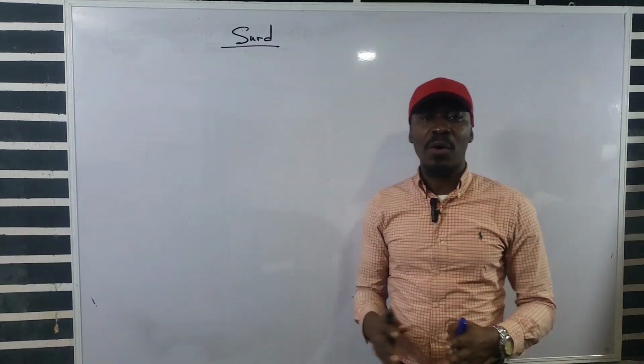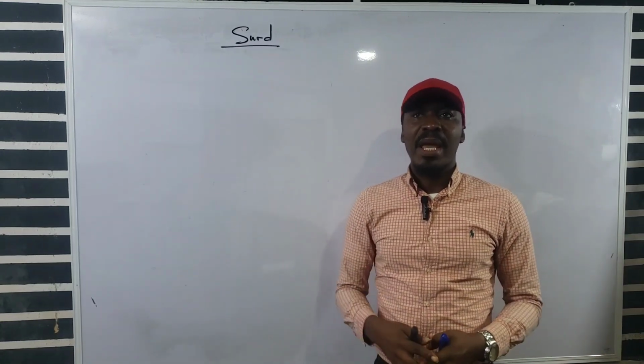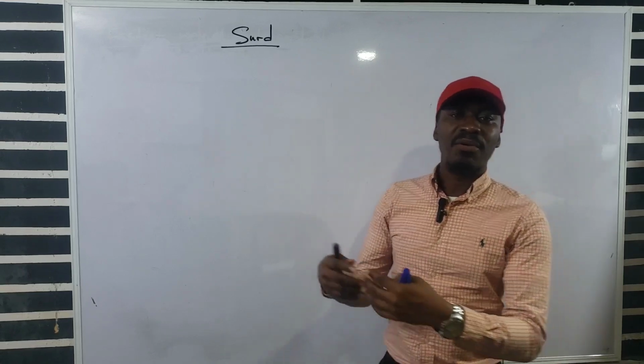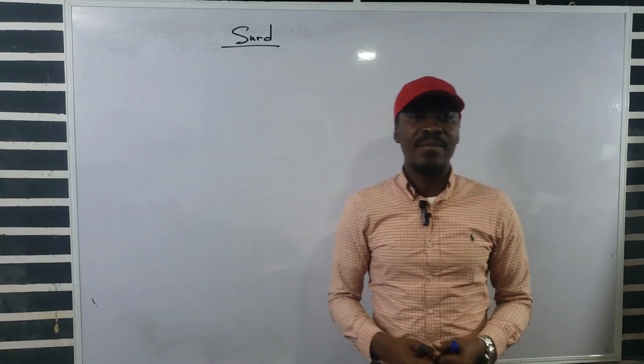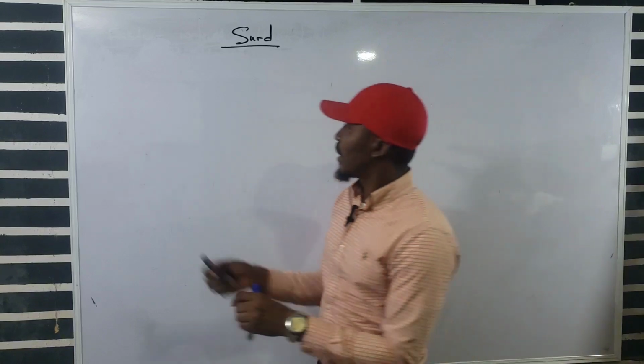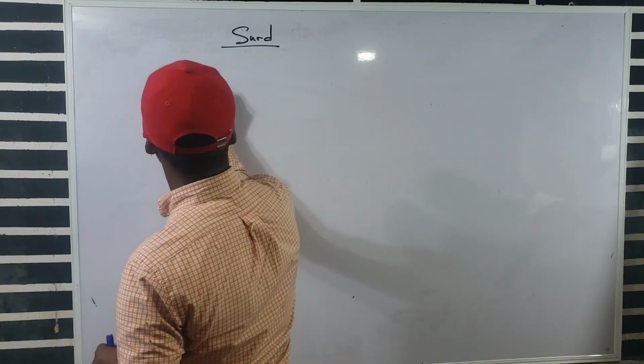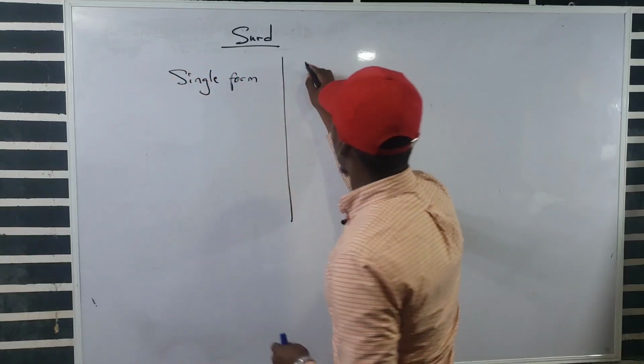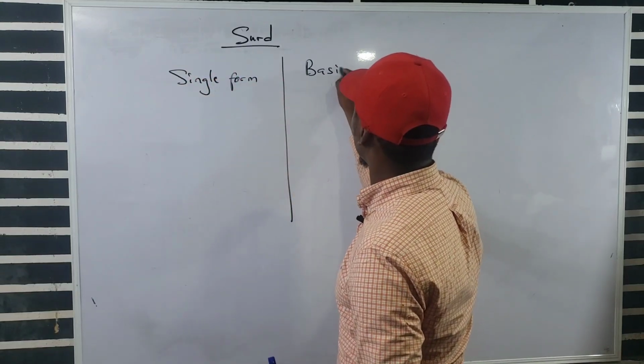We have different forms of a sword. A sword can be in single form. A sword can be in basic form. So let us have that now. Single form, basic form.